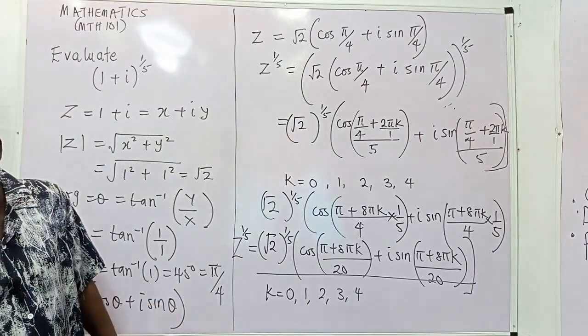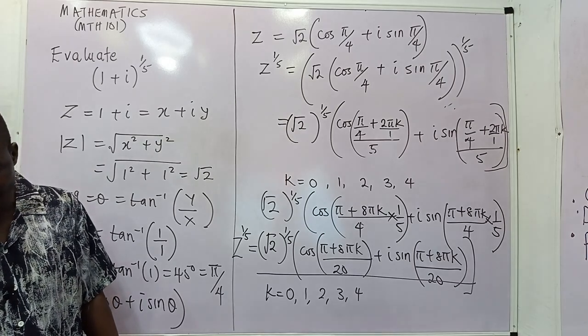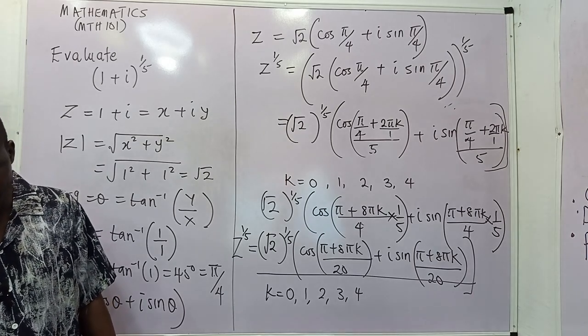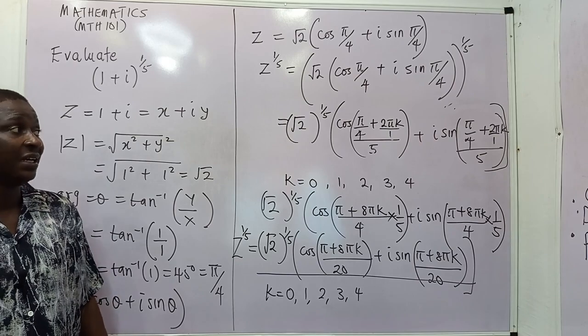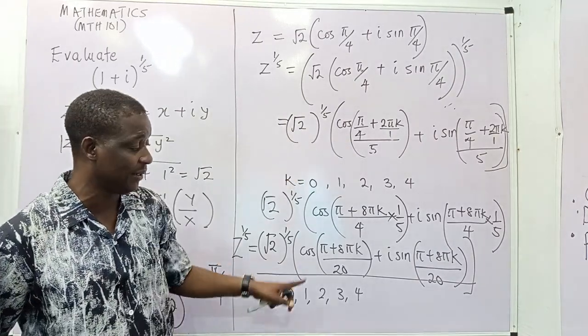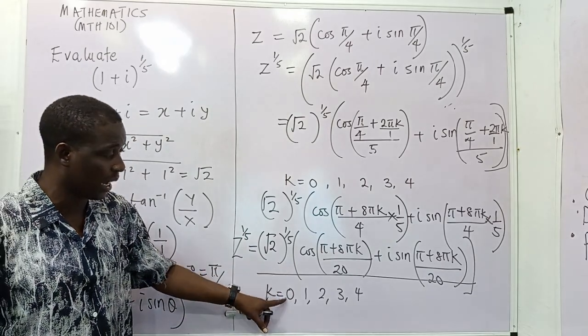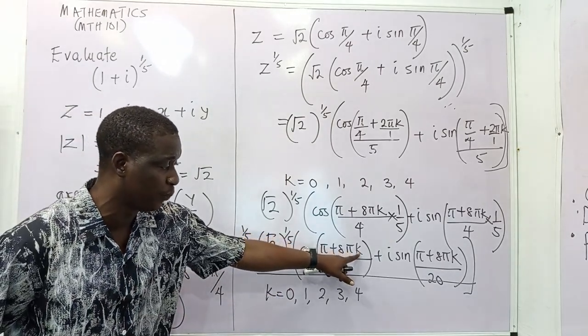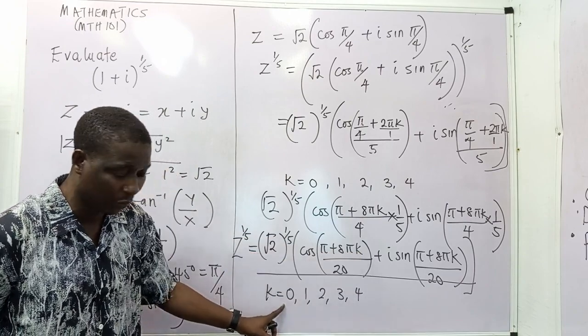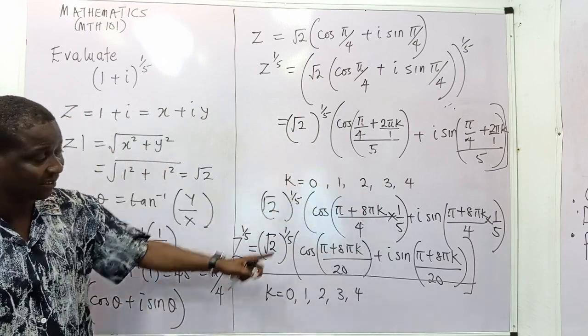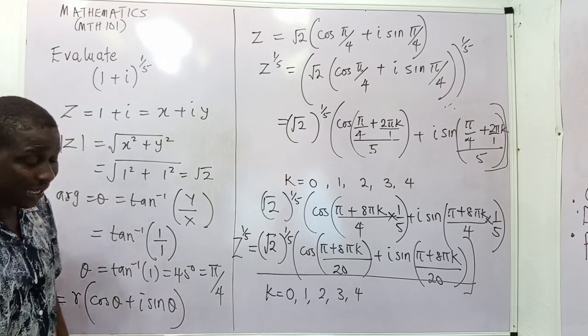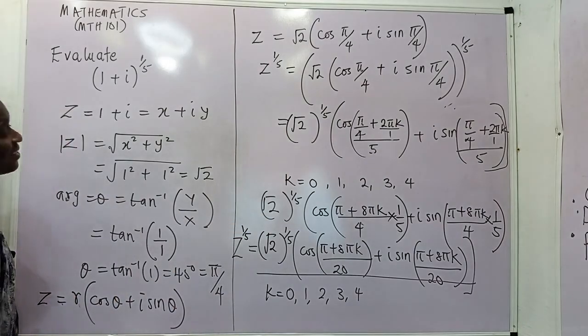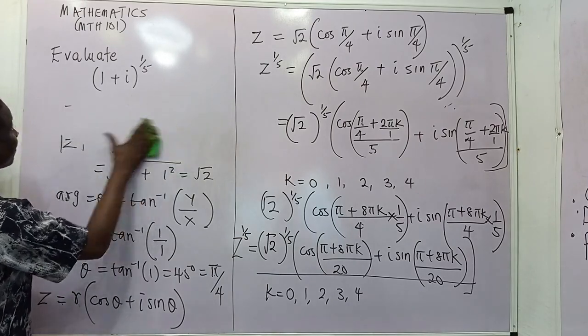It all depends on how they arrange the answer. If they leave the answer like this, fine. They can even let you use the values one after the other by putting k equal to 0, k equal to 1, k equal to 2. If you do that, you'll have 5 different answers for that particular value. You understand?